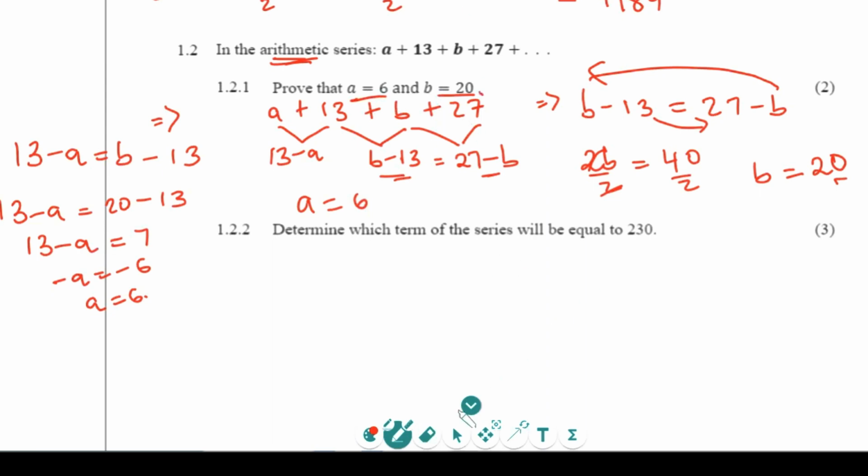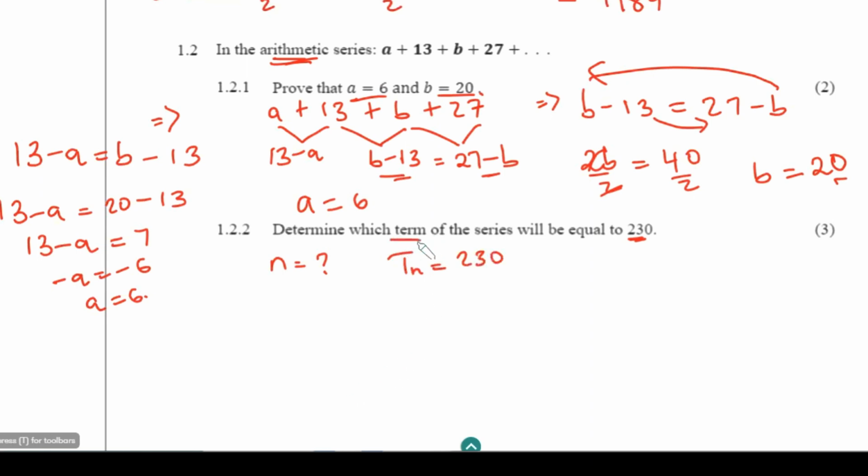And then 1.2.2, they're asking us to determine which term of the series will be equal to 230. What is the question asking for? In other words, they want us to find n, where Tn is 230. Determine the position where the Tn is 230.